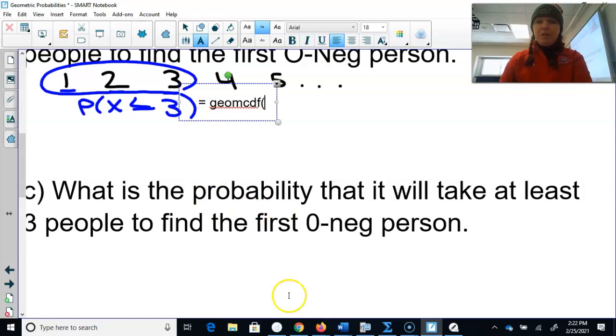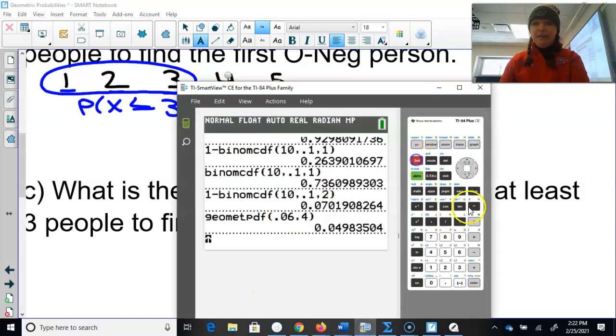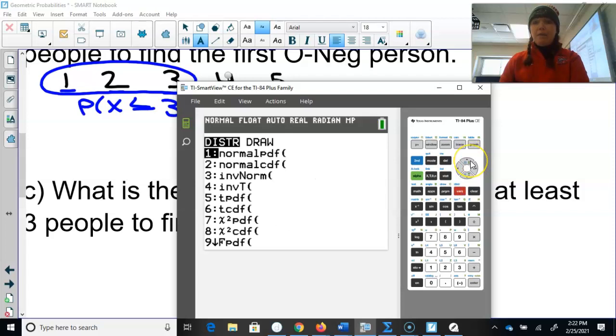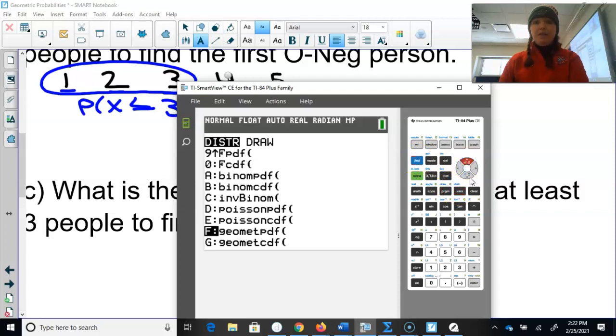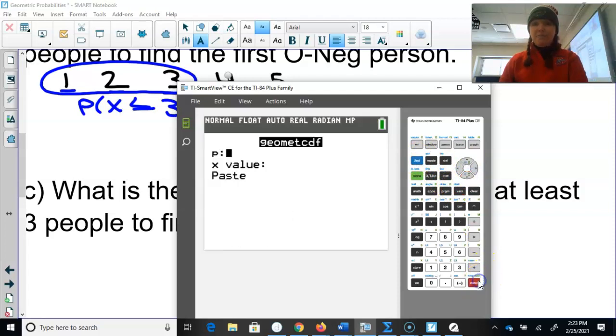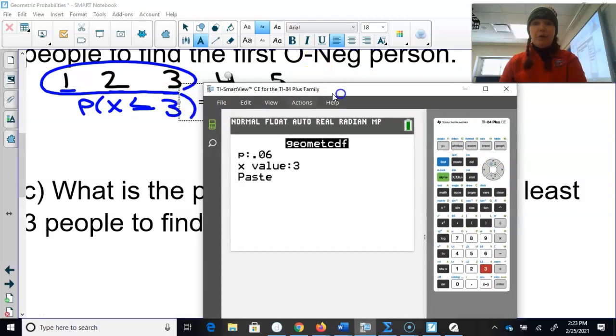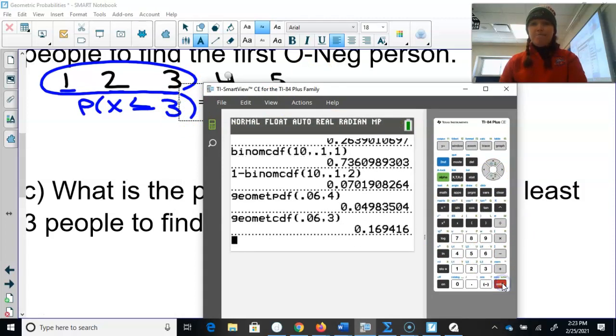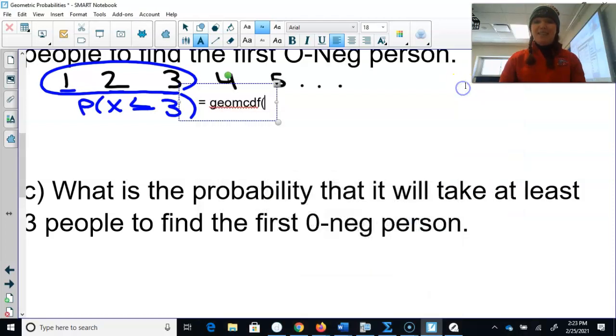Okay, let me show you where to find that again. So we're going to go to second vars. I'm going to scroll up to geometric CDF, it's right there. My P is 0.06. My x value is whatever I put in that inequality, okay? That's why it's really important to write that inequality out like I have right there. And then I'm going to go ahead and I'm going to paste. I get 0.169, so I'm going to round that to 0.17, okay?